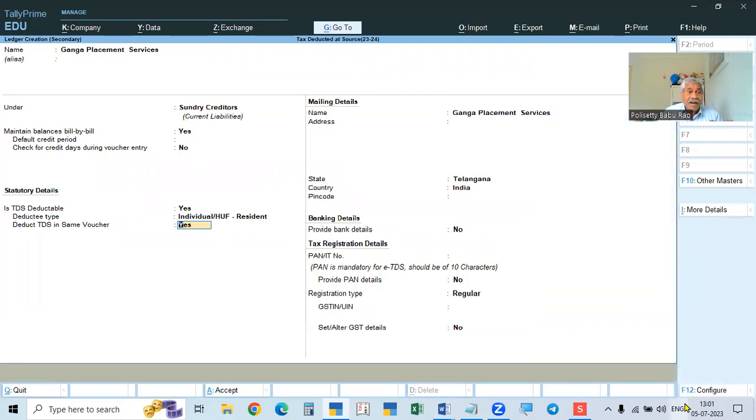Individual or HUF. And then deduct TDS in the same voucher. So when you are making the purchase voucher, do you want to show the deduction in the same voucher or enter it separately? First of all, take it in the same voucher, then later you will take up a separate voucher.